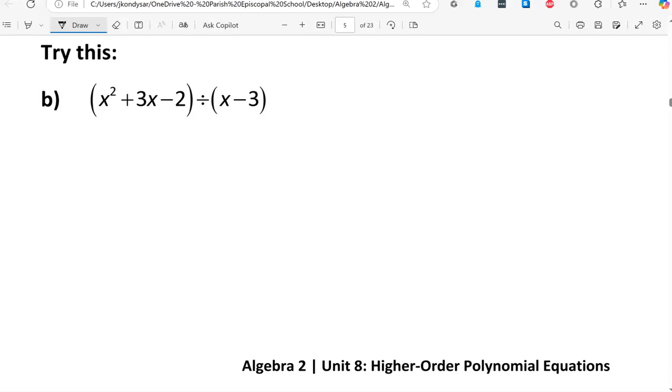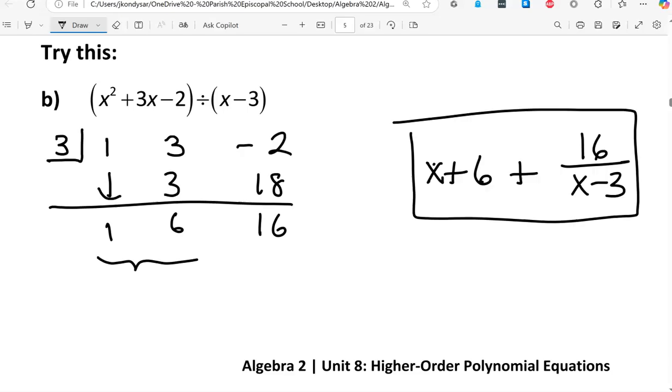All right, pause the video while you try the next one on your own. You should have gotten a result of x plus 6 plus 16 over x minus 3.